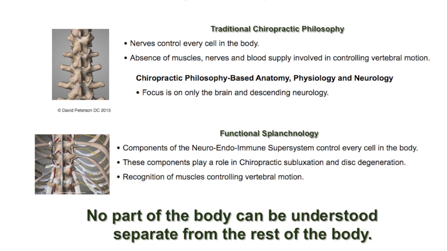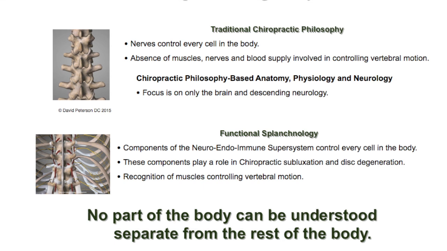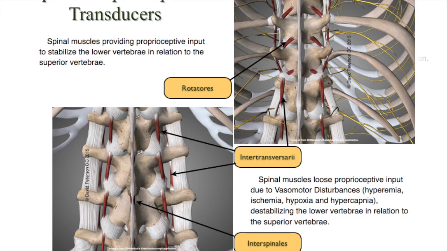Components of the neuroendoimmune supersystem control every cell in the body. There are specific muscles requiring blood and nerves to maintain control of vertebral motion. These components play a role in subluxation and disc degeneration. Three spinal muscles, interspinalis, rotatories, and intertransversarii, provide proprioceptive input to stabilize the lower vertebra relative to the superior vertebra.